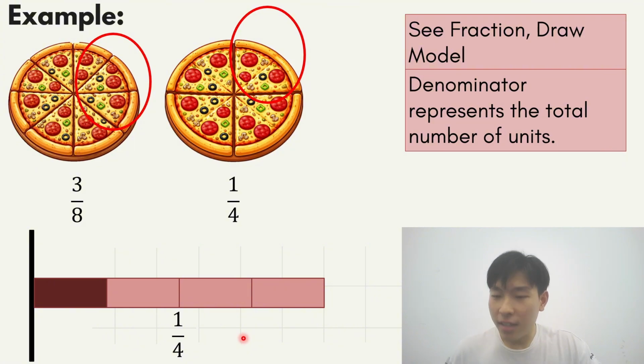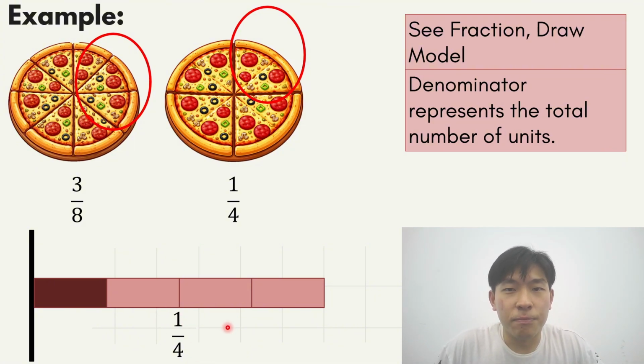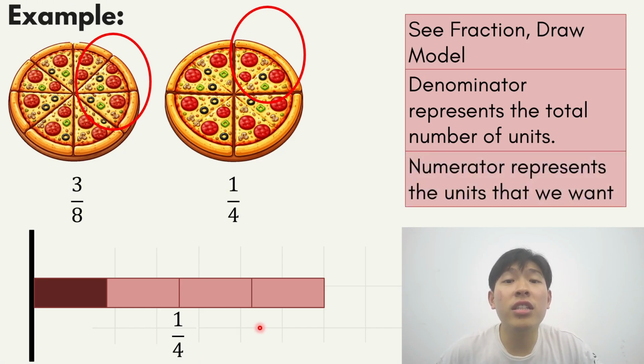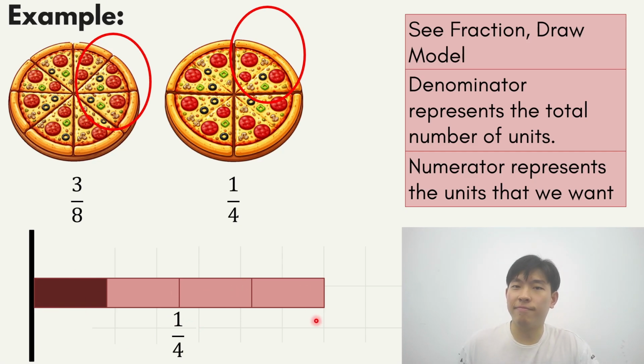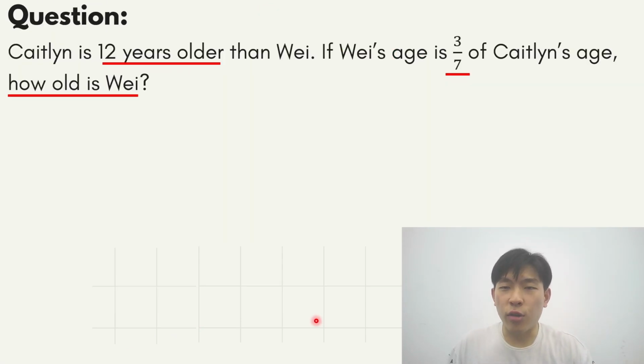Okay? Then the numerator here also represents the units that we want. Here, 1 out of 4. It means that I want 1 slice out of 4 slices. So here, 1 out of 4 means I want 1 box out of 4 boxes. So, let's move on to our question.